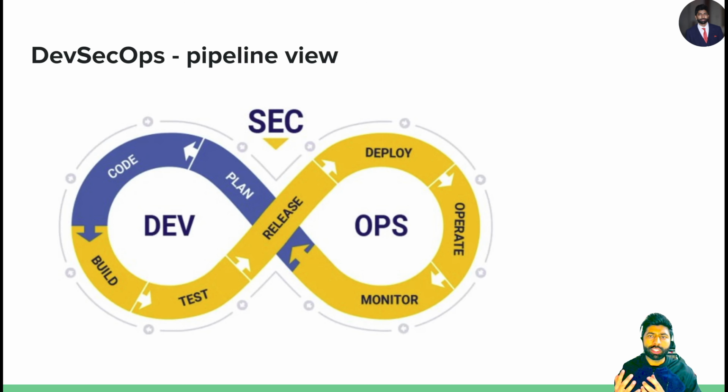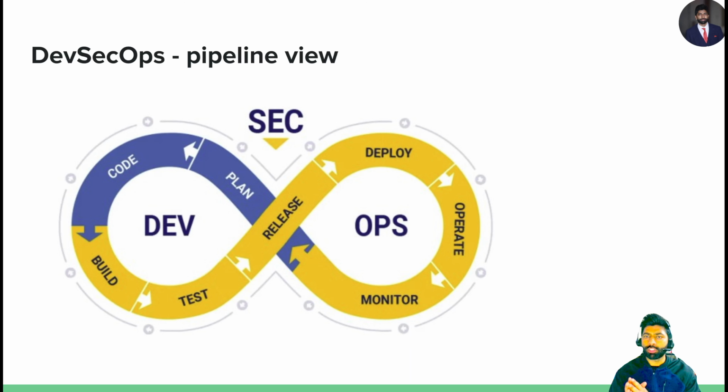Since DevSecOps is a practice of integrating security into the software delivery pipeline, let's talk about this pipeline. When you start a software project, it starts with a plan, then you move to the code, then the build, then test, and then you prepare a release, and that release is deployed into an environment. After deployment, there are two key stages which are important from the operations point of view: operate and monitor.